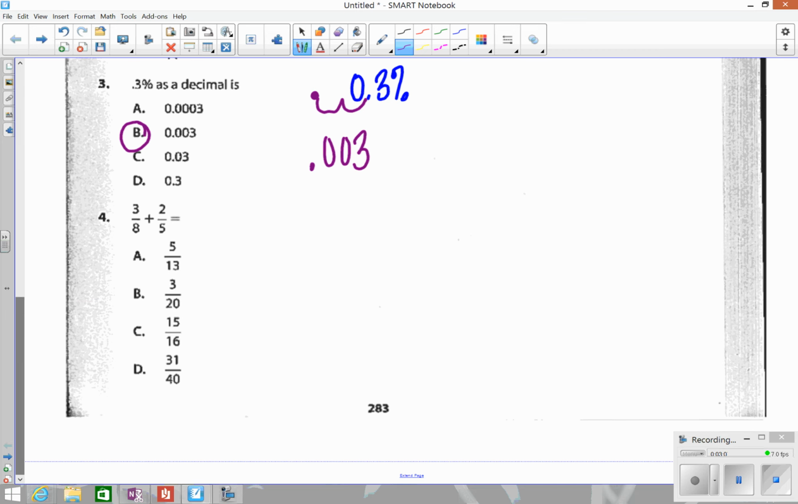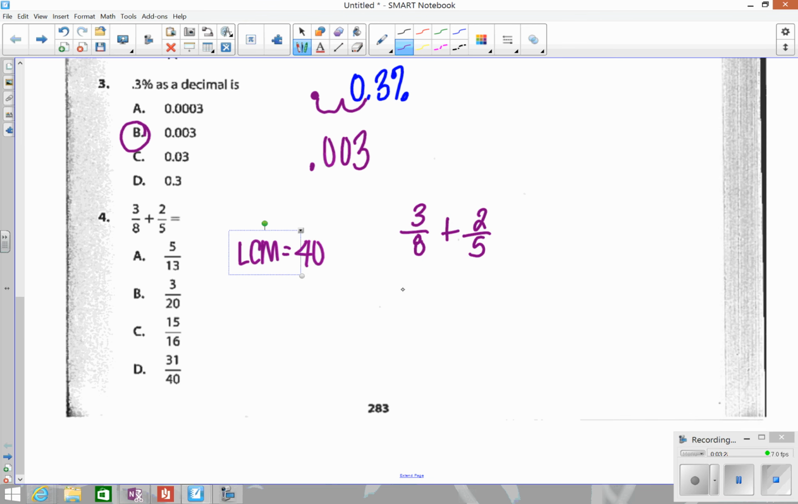The next one here, we're adding fractions. In order to be able to add fractions, you've got to get a common denominator. The least common multiple is going to be your common denominator. So the least common multiple between 8 and 5 is going to be 40. So the first thing I'm going to do is rewrite these fractions so that they have denominators of 40. You have to ask yourself, how did I go from 8 to 40? Well, I multiplied by 5, so that means I have to do that on top.